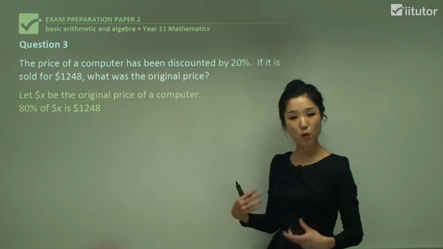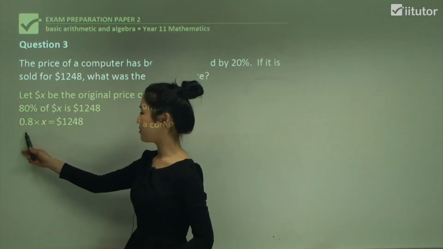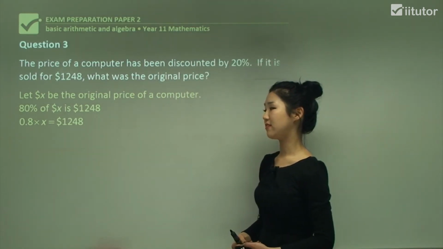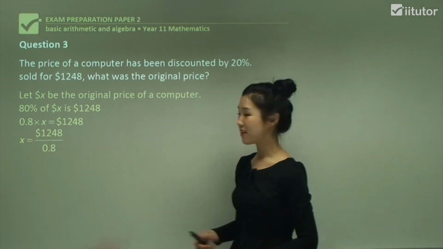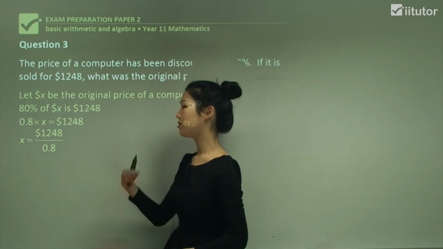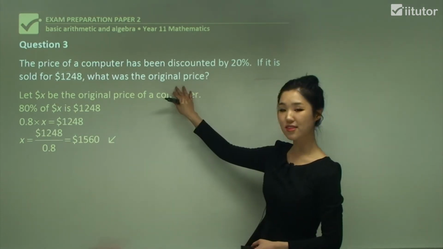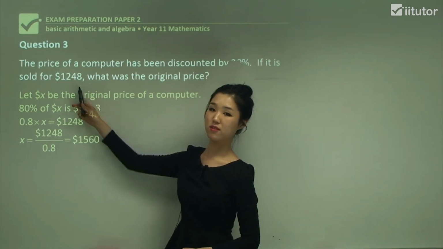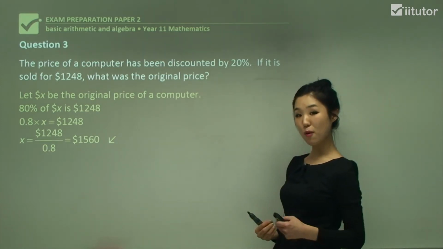In equation form, I can write this as 80%, which is just 0.8, times x equals $1,248. To get x, we simply need to divide both sides by 0.8, right? So therefore this divided by that, that's what I have here. Just calculate that, guys. $1,560 is the original price. You can see that that's a little more than this because it's not discounted. It's the original one. So that was question 3, a little bit of problem solving.